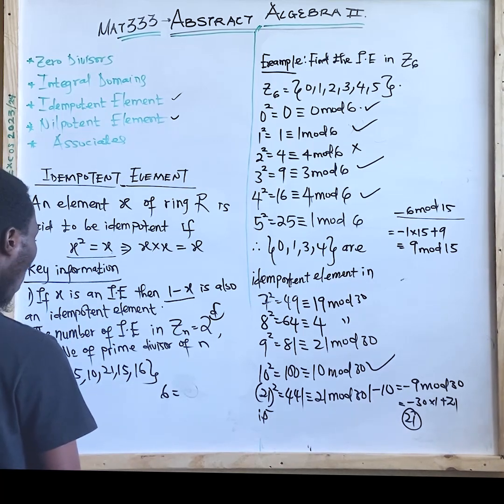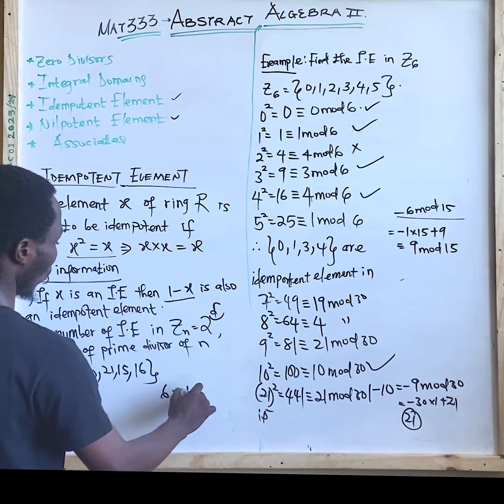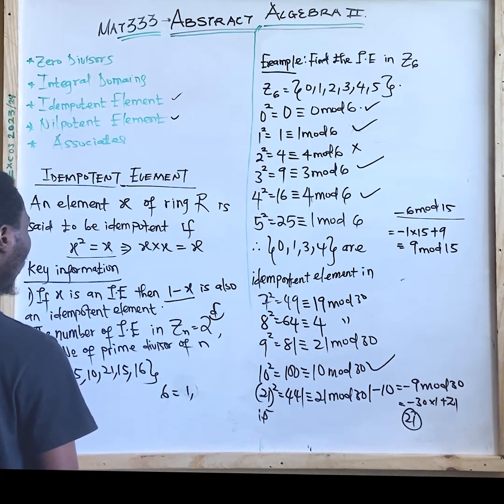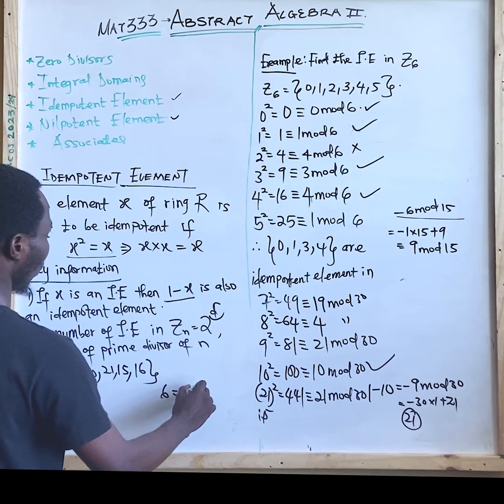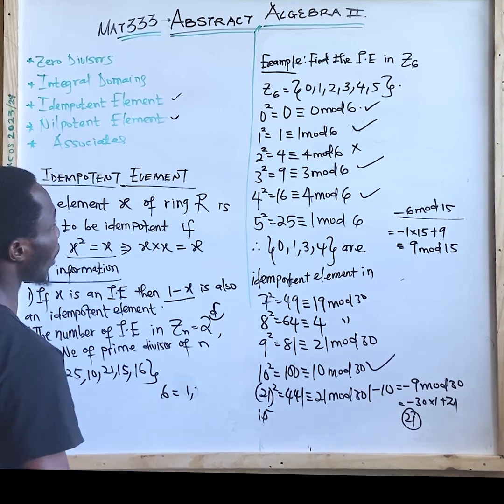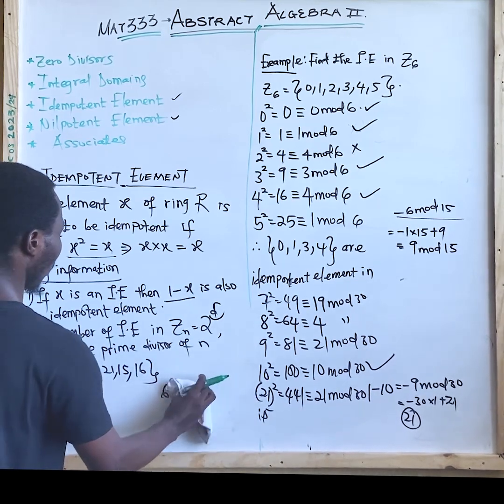Now if I pick 6, a prime divisor, 1, is 1 a prime number? I don't think so.